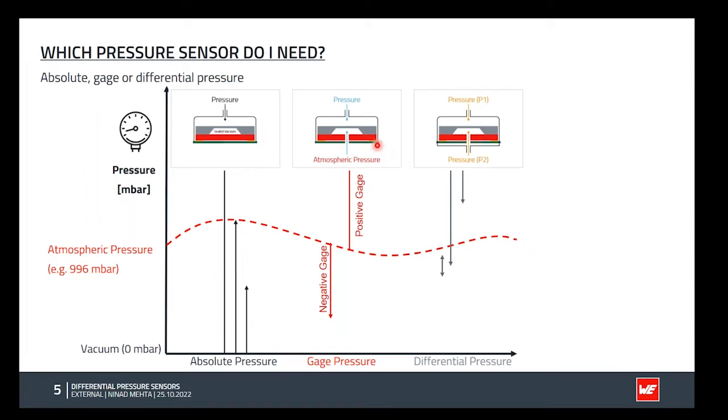For the gauge pressure sensor, we have a hole on one side of the sensor, and the other side of the sensor is where you apply the pressure. So basically, in the end, we are measuring the pressure against the atmospheric pressure, and we have a gauge sensor. Not very far from the construction of a gauge sensor is the differential pressure sensor, where you have the possibility to connect two different pipes with two different ports, and you can measure the difference between port P1 and port P2, so that you have in the end a differential pressure sensor.